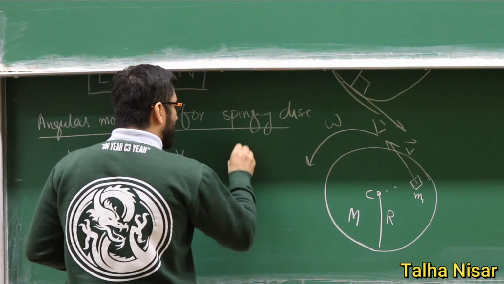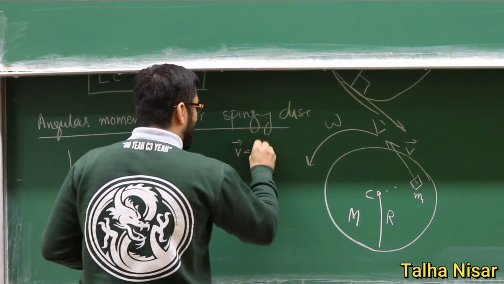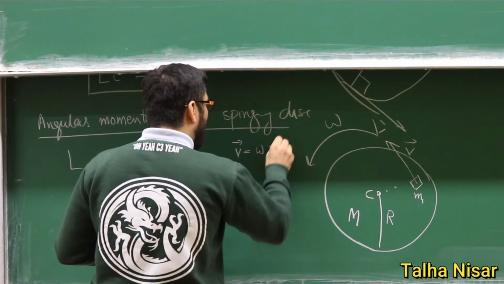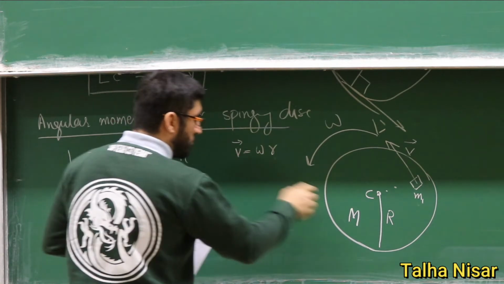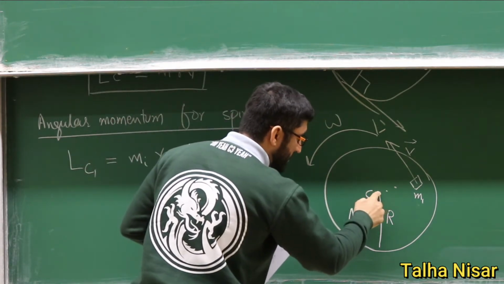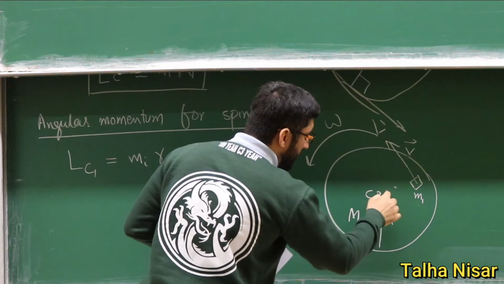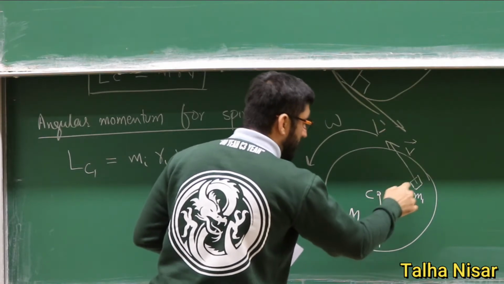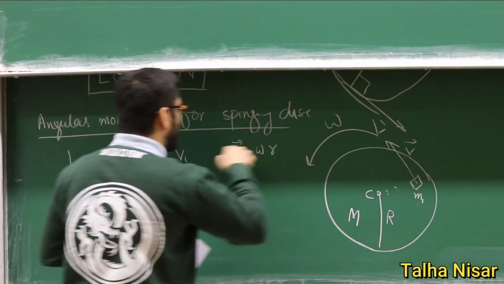As we know, the tangential velocity is omega r, and since it depends on r, for the center it's 0. As we go outward, it will be higher and higher and higher. So that's why we will take the omega.